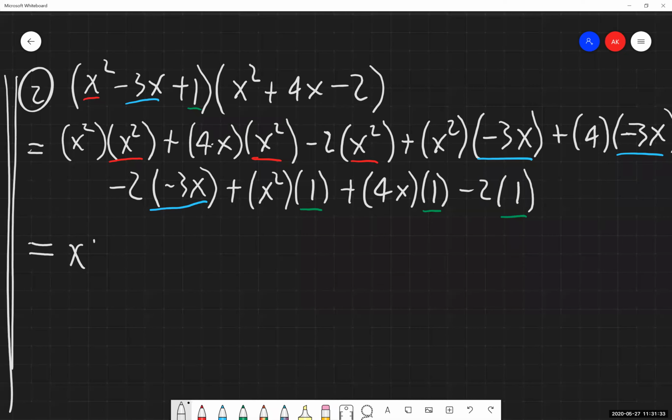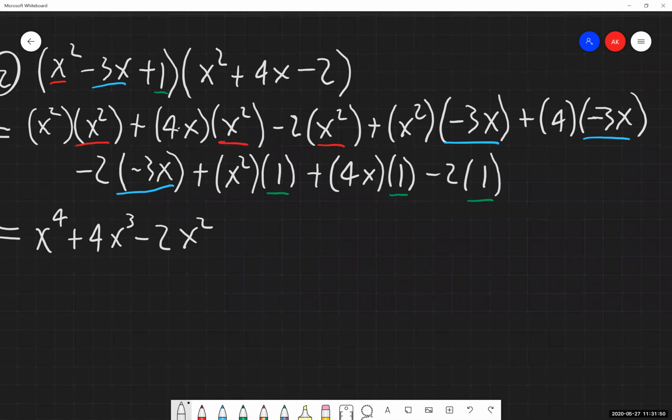X squared times x squared is x to the fourth. I have 4x times x squared. I'm just doing these in parts. And then minus 2 times x squared, minus 2x squared. Next, we're working with x squared times minus 3x. It's going to give me a negative 3x to the third. We have 4 times negative 3x, which is going to be minus 12x. And then we have a negative 2 times negative 3x. Negative times a negative is a positive. That's going to give us 6x.